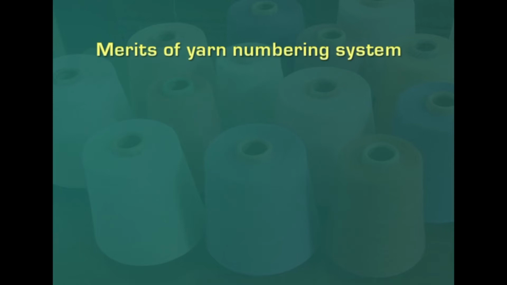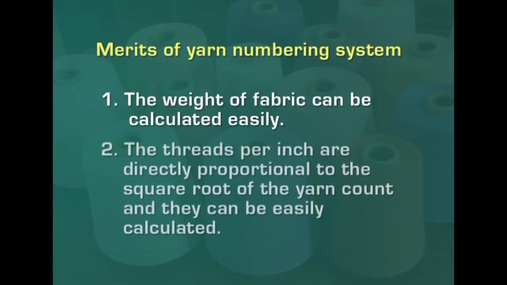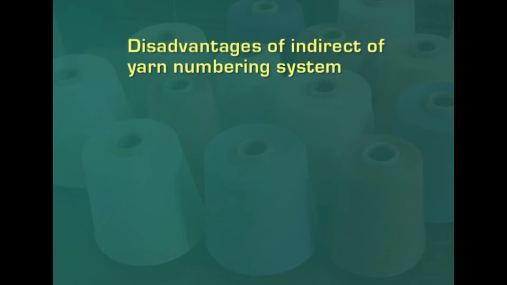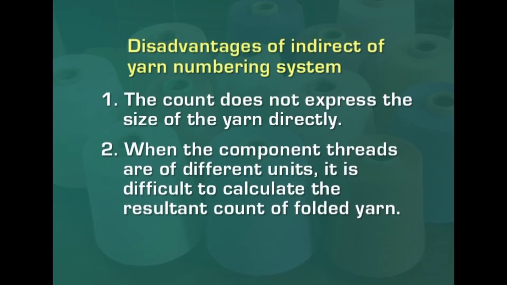And the merits of this yarn numbering system, especially the indirect system, is that the weight of the fabric can be calculated easily. The threads per inch are directly proportional to the square root of the yarn count, and so they can be easily calculated. The disadvantages of the indirect system would be that the size of the yarn cannot be given directly. The second one is, if there are two different types of yarns present, suppose it is a multi yarn, then in that case there is always a problem where we cannot calculate the count of this particular folded yarn.